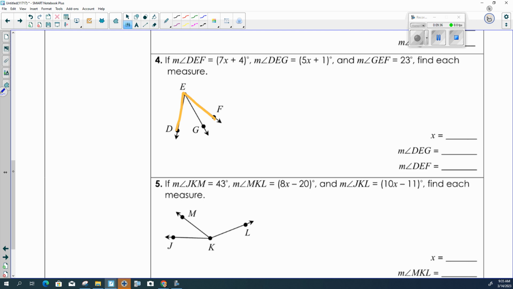All right, so I'm going to catch up with you. DEF is the big one, and it's 7x plus 4. DEG is this one here. It's going to be hard for me to fit it. 5x plus 1. And GEF is the smaller one. It's 23 degrees. Hayden, how do I set up an equation to find x using the angle addition postulate?